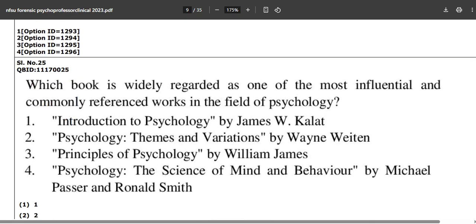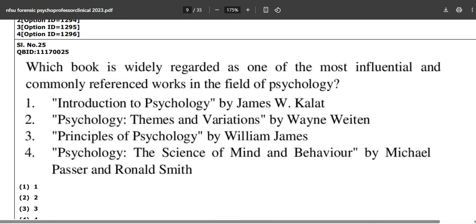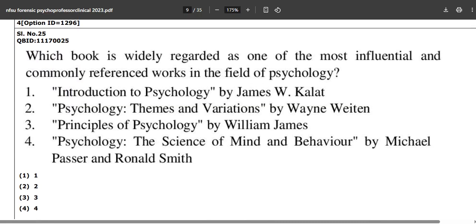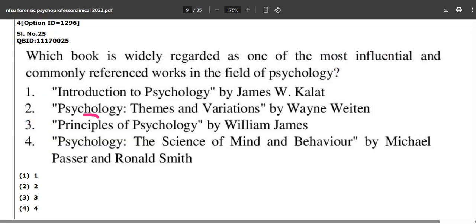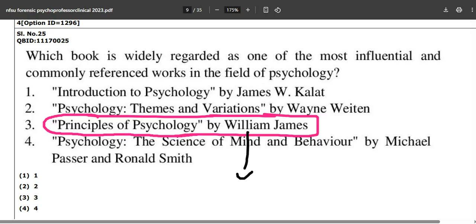Moving forward, which book is widely regarded as one of the most influential and commonly referenced works in the field of psychology? The options are Introduction to Psychology by James W. Kalat, Psychology: Themes and Variations by Wayne Weiten, Principles of Psychology by William James. Obviously, option number 3 is the correct answer. We are talking about the most influential, Principles of Psychology by William James, the same guy who proposed the James-Lange theory, and the same guy who proposed pragmatism.